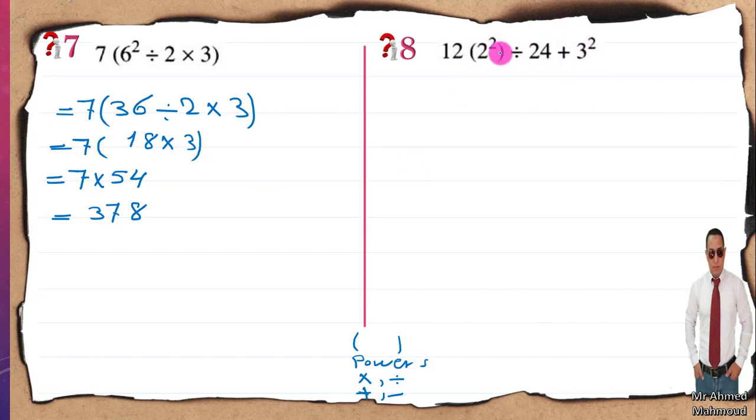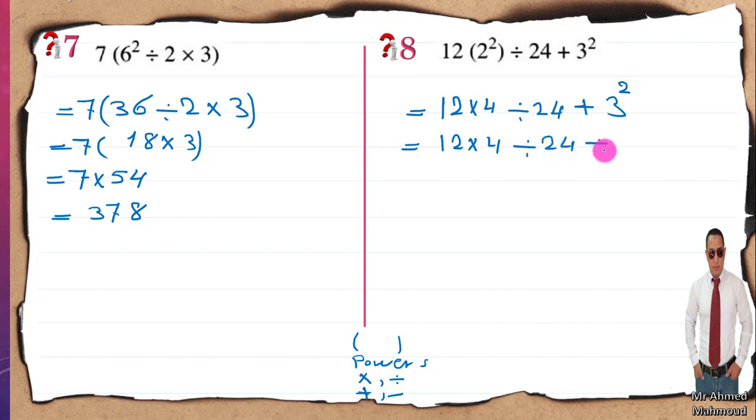Now we have times, bracket, divide, plus, and power. So I'm going to start with the brackets. So it will be 12 times 4, 2 power of 2 equals 4, divided by 2, 24, plus 3 power of 2. Okay, now I have times, divide, plus, power. So I will start with the power. 12 times 4 divided by 24 plus 3 power of 2 equals 9.